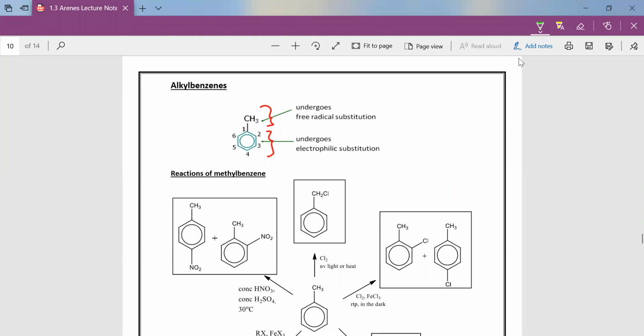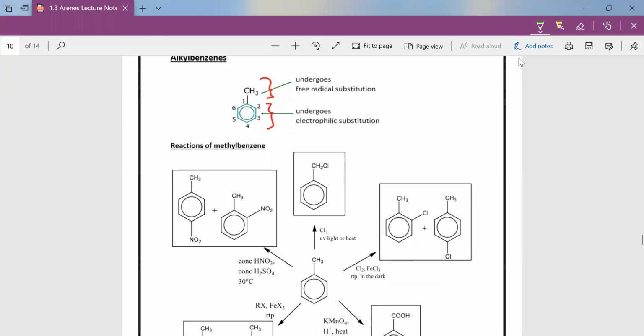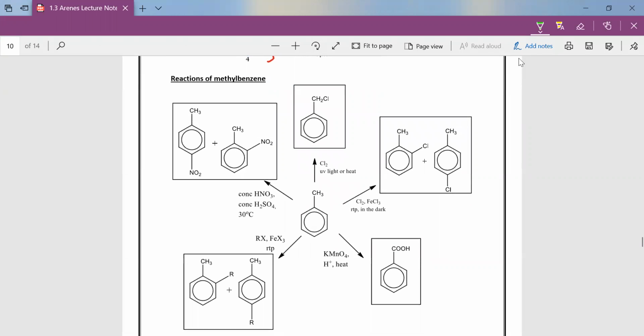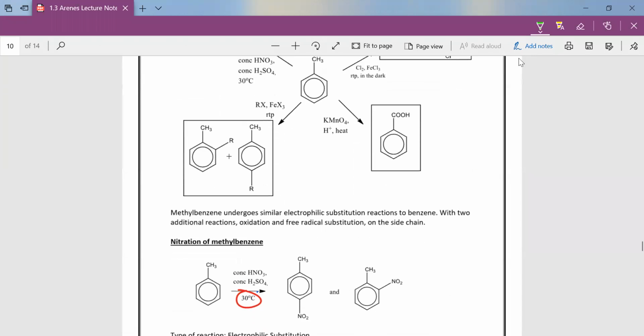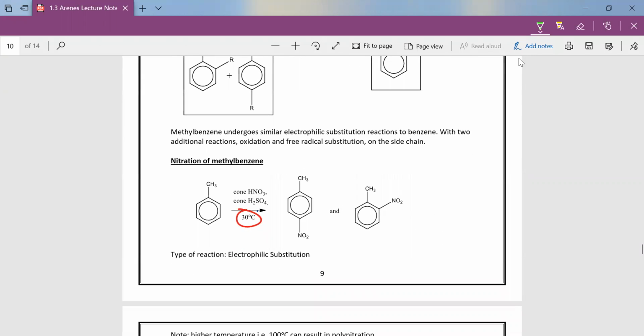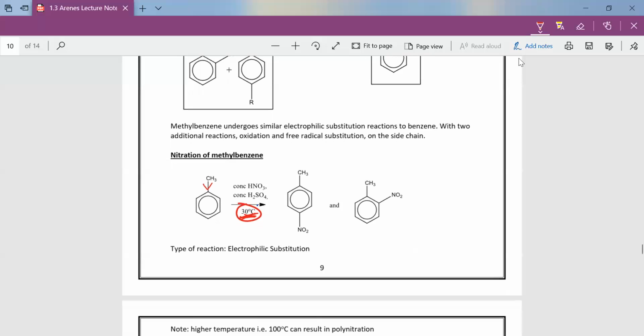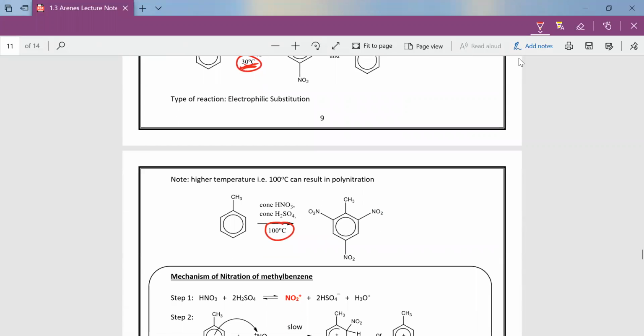Okay, so next we're going to look at alkyl benzene. This is the overall reaction map. We're going to look at each one in detail now. Nitration is pretty much the same thing, except that because the alkyl group is activating, we need a milder temperature. So 30 degrees will allow us to do the substitution. If we increase the temperature to 100 degrees, you can actually get a tri-substitution.